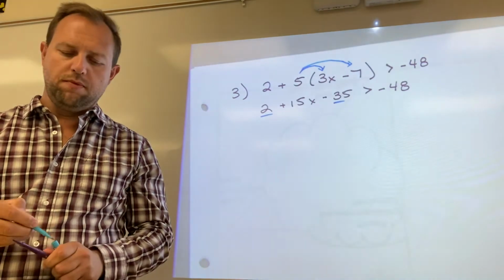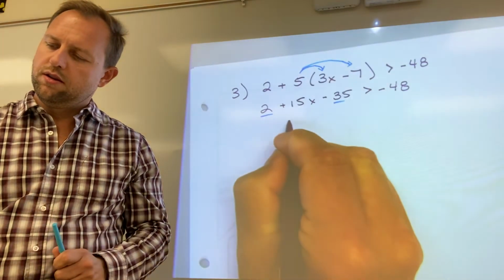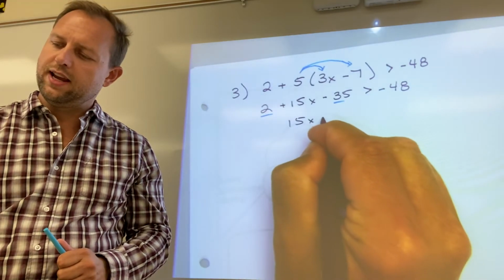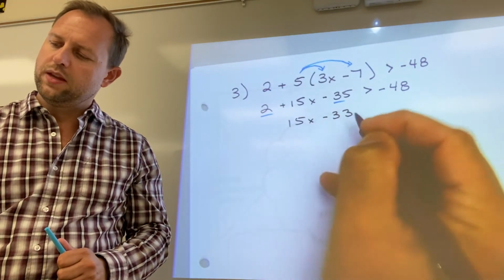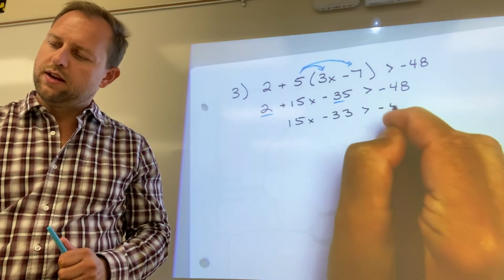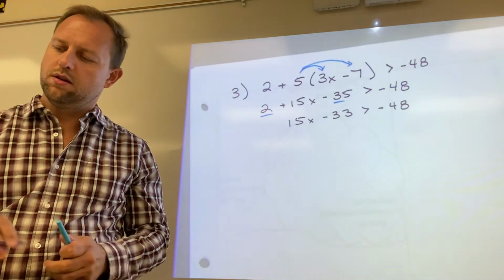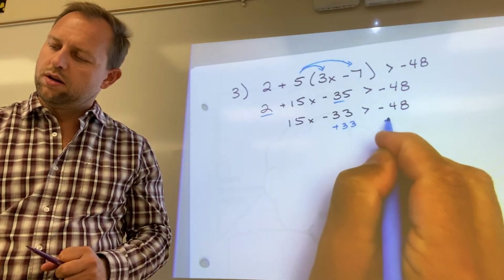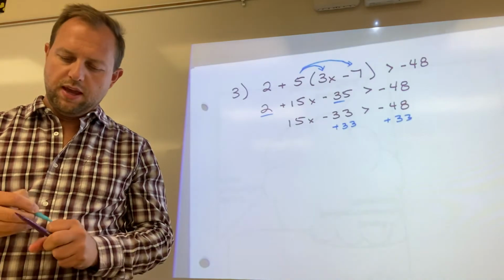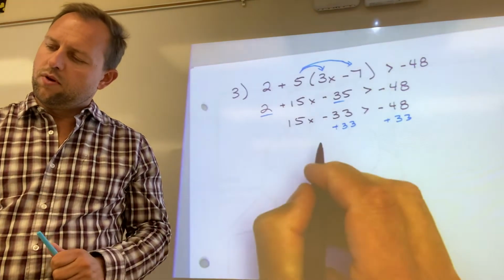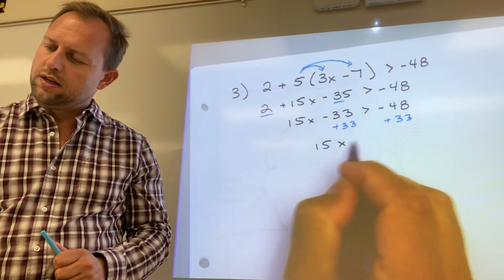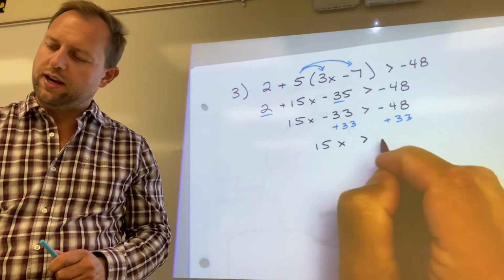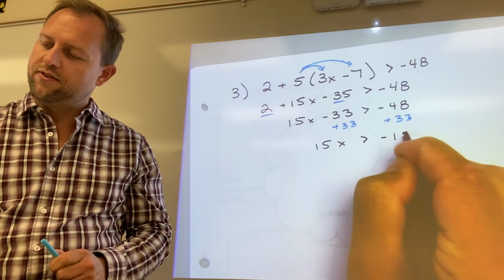Combine the like terms. 15x, negative 35 and a plus 2 is negative 33, greater than negative 48. We can add the 33 over, and we're left with 15x is greater than negative 48 and a positive 33, which is a negative 15.